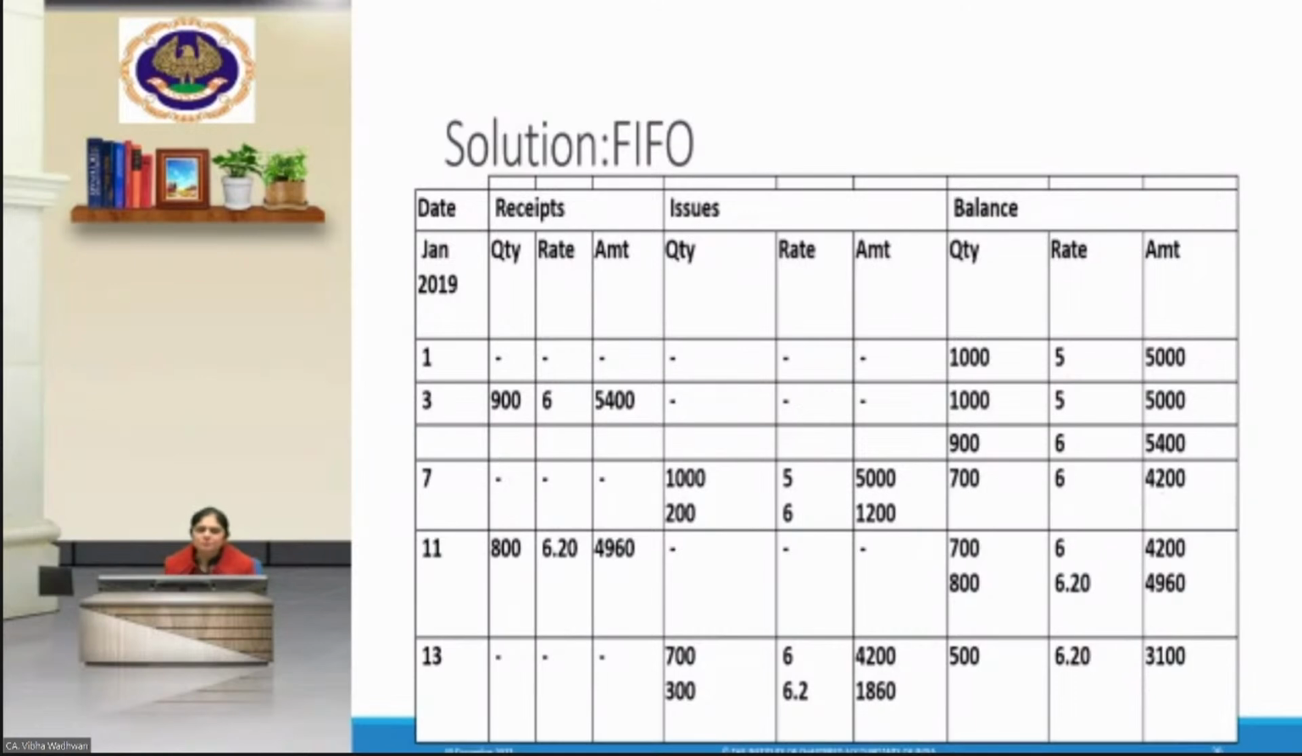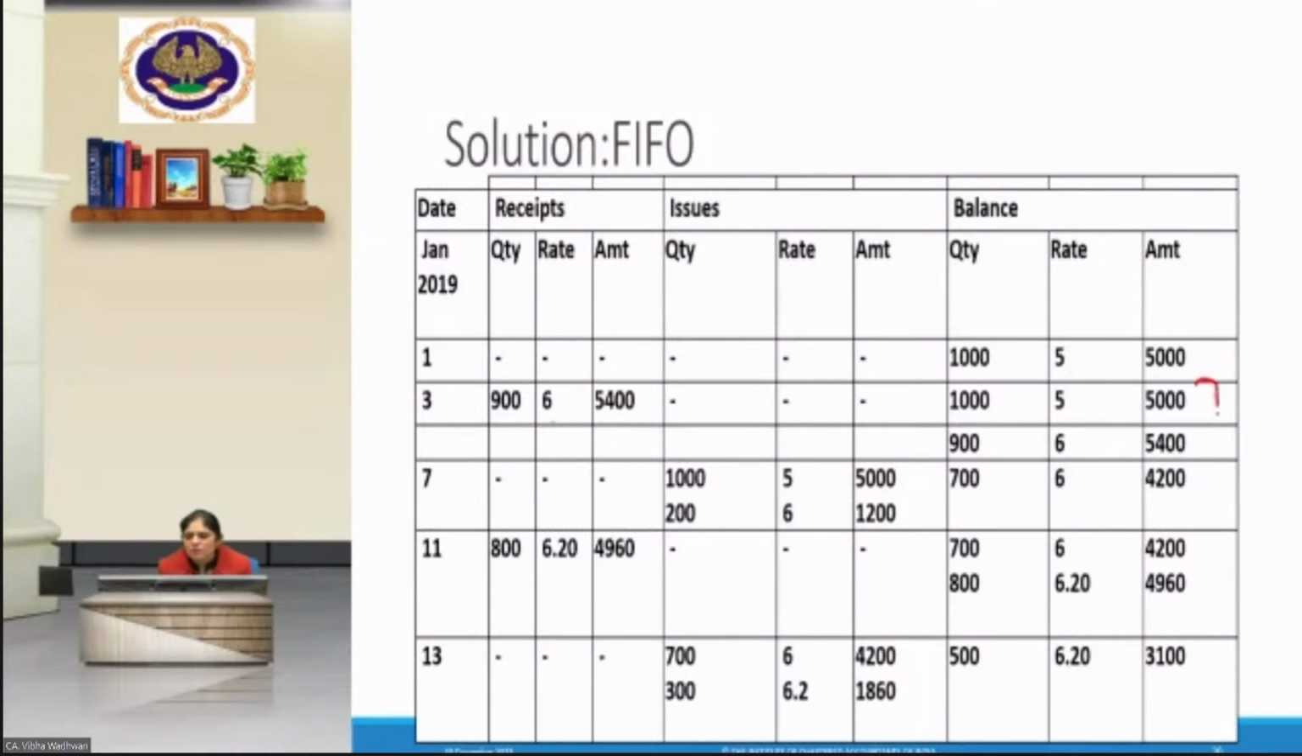All right, the receipt is of course the purchases we made. On 1st January, as you must have noted in the question, we had the opening balance: 1,000 units, the rate was 5 and the value of the inventory was 5,000. On 3rd January, we made a purchase. Receipts will show the purchases: 900 units at 6 per unit, and 5,400 was the value of purchase. And then we'll update the balance.